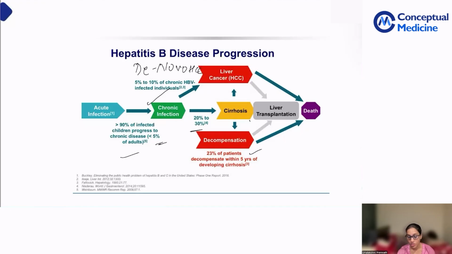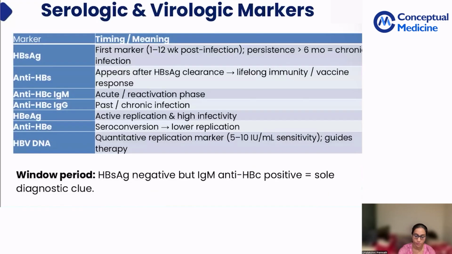Otherwise, the complications are chronic cirrhosis, decompensation, and cancer. But once the stage of cirrhosis happens, the only thing which can save them permanently is a liver transplant. In fact, even after a liver transplant you don't know, because of the extrahepatic reservoirs, they can continue to be infected. So which is the first marker to rise in any hepatitis B?